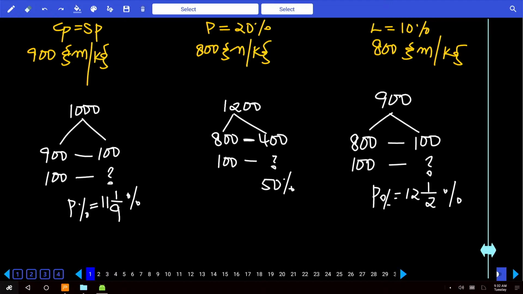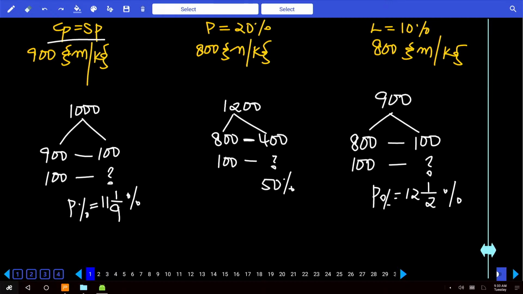You understood? Right. 3 models. Cost price and selling price both are equal. Start with 1000. If they are expecting profit, increase the value by the same number. If it is loss, decrease the value by the same number. Is it clear? Now go to question number 15.